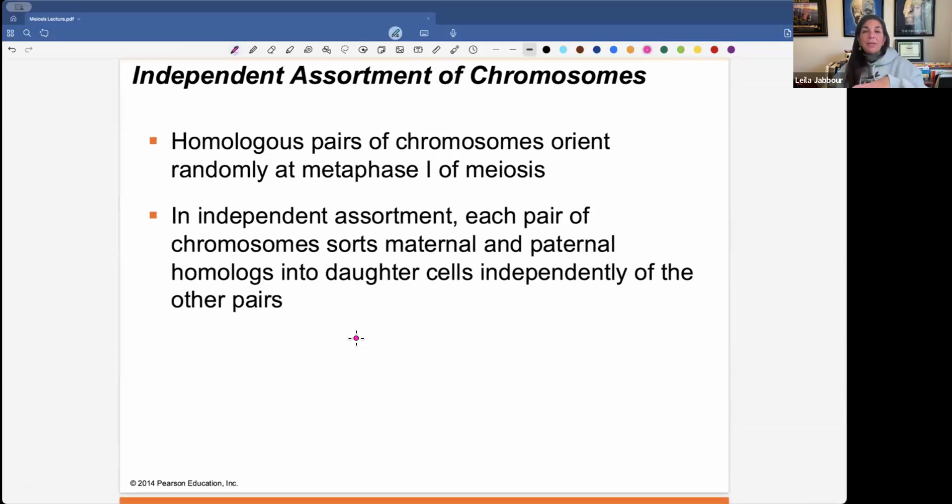So what does that mean? Independent assortment: homologous pairs of chromosomes orient randomly at metaphase 1 of meiosis. So the pairs are like, oh, I don't know, let's go here, and they get stuck here, in this particular orientation.